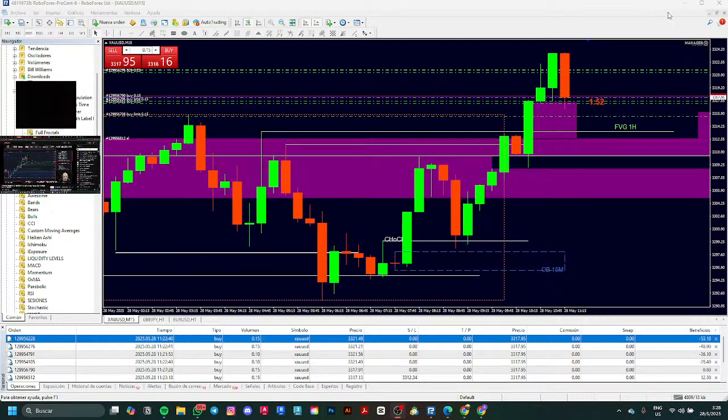Nice rejection, 5-minute time frame. What do we have? A sweep, 3-minute time frame. What do you have? Just a tap into the fair value gap, 1-minute time frame. Already tapped into the 1-minute bearish fair value gap. Now deciding whether it wants to continue higher or come down a little bit lower into the Asian low before continuing higher.